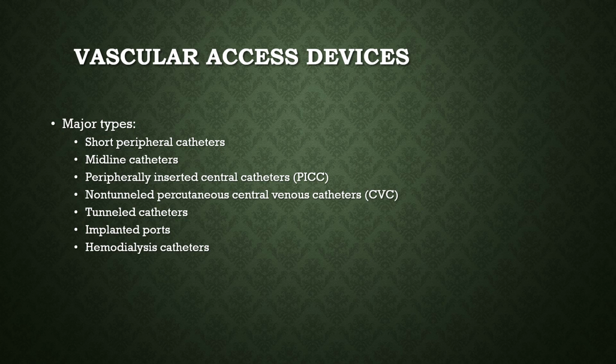All right, the next slide is about vascular types of devices. We've talked exclusively about your peripheral IVs so far. So short peripheral catheters, that's what we've been talking about. Just a short-term IV, usually stays in the hand, for no more than 3 to 4 days, or the forearm. You can use an antecubital, and you can use a foot IV.